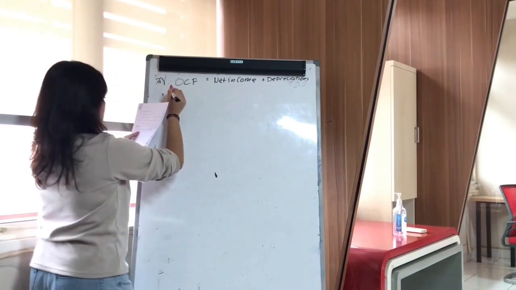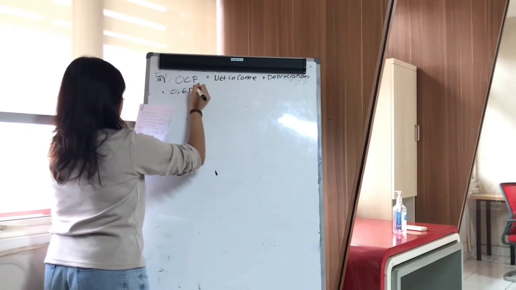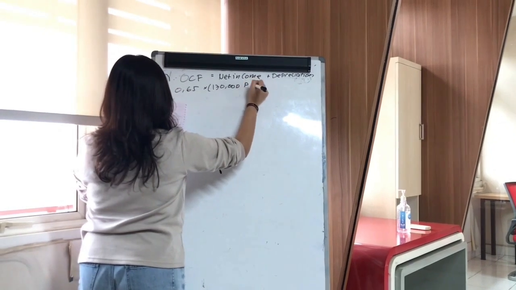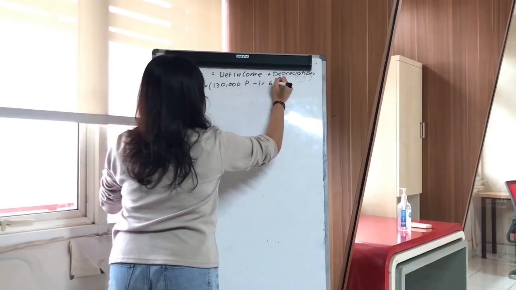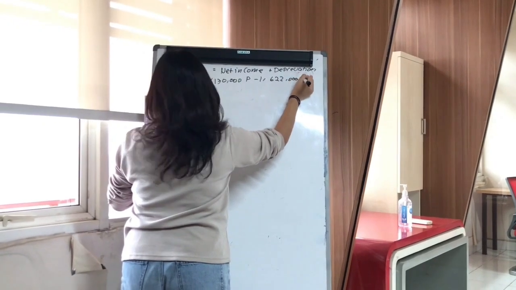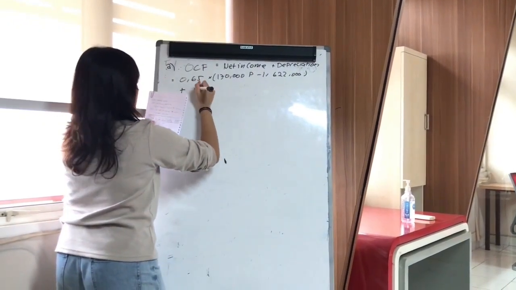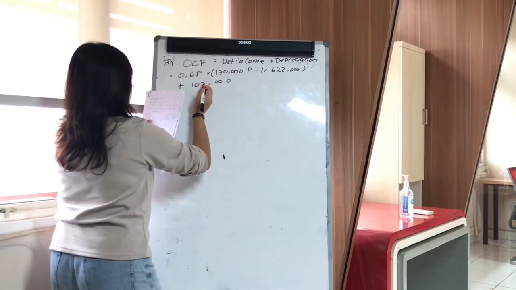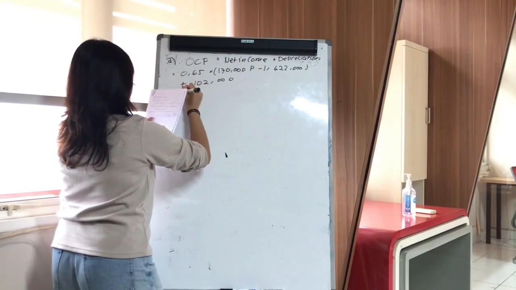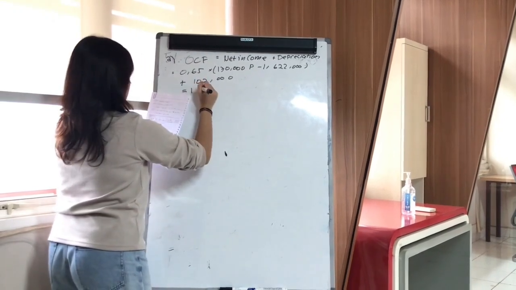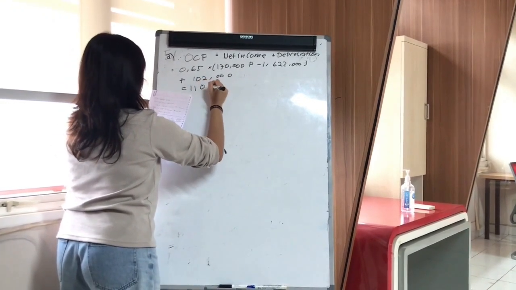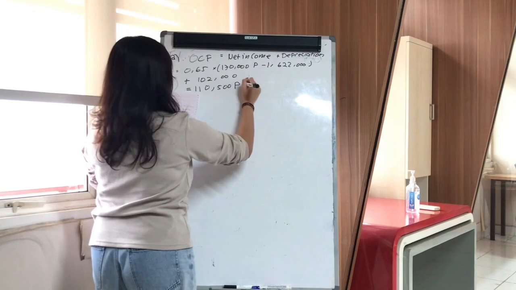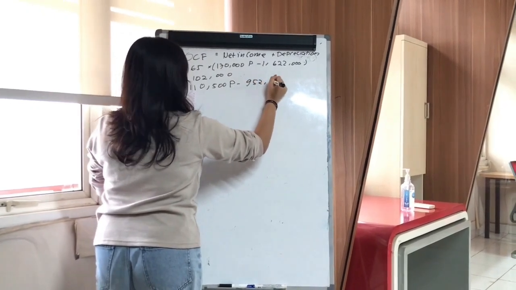Now we will get 0.65 times 170P minus 1,622, and then we will plus with 102. If we simplify it, we will get 110,500P minus 952,300.